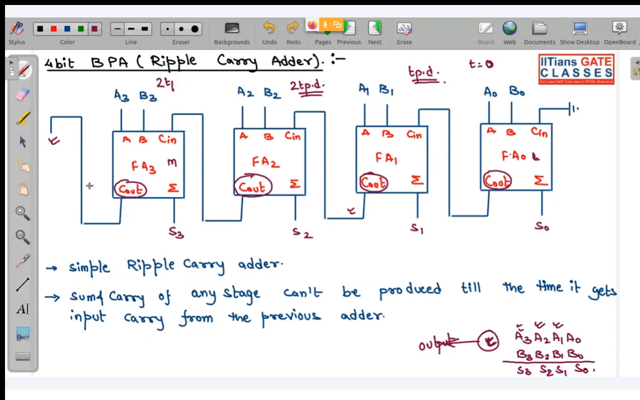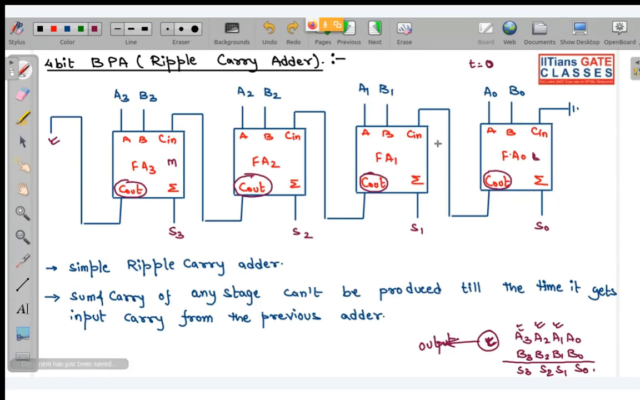This propagation delay and this rippling. Until and unless this full adder gets its input carry, it cannot perform its complete operation. We will get this carry after a finite amount of propagation delay. Now there are some very good concepts involved here that we are going to discuss. First tell me, have you understood this concept of propagation delay, and what we mean by rippling?